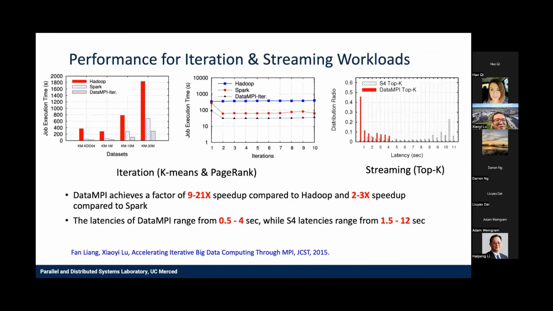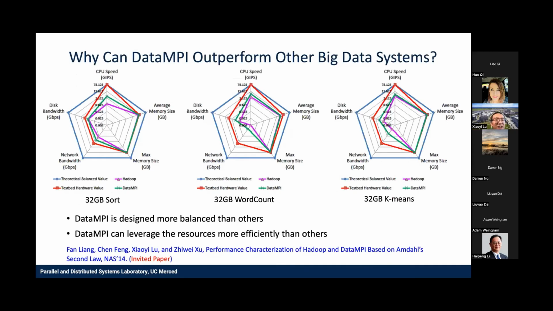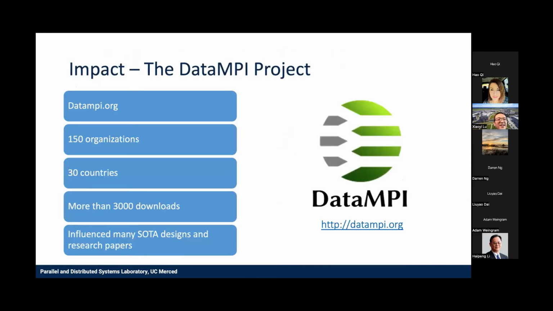This solution benefits different applications. And then we integrated it with Apache Hive. We just changed 100 lines of code, and we are able to speed up all the TPC-H queries on top of Hive automatically. We used Amdahl's second number to analyze why we are better, because our design is more balanced in utilizing our resources. And then the impact of this project is that a lot of organizations are using it. I think these are old numbers from when I counted earlier.